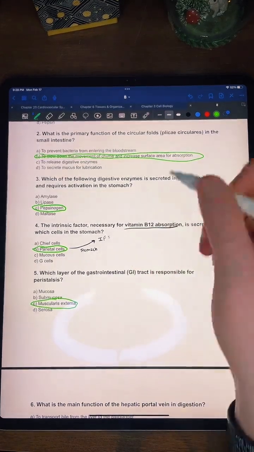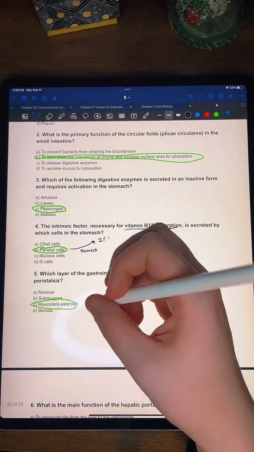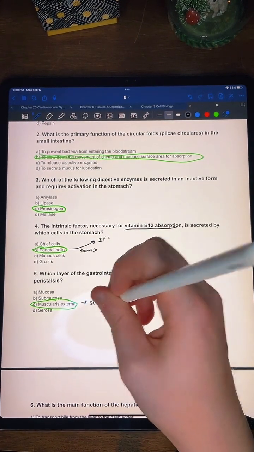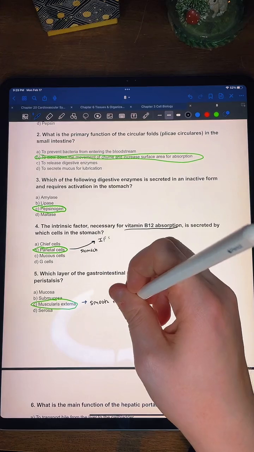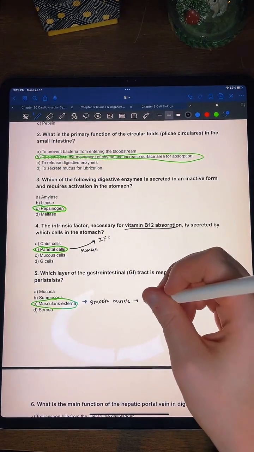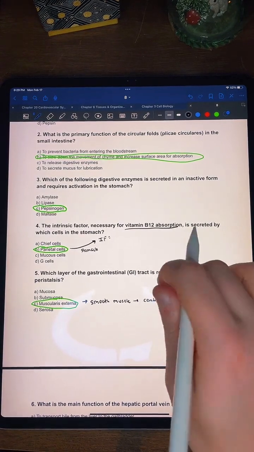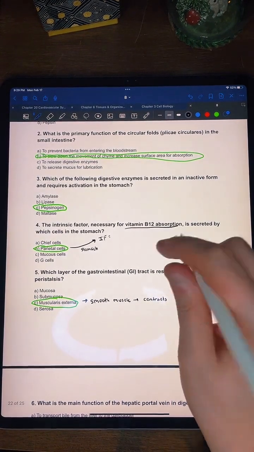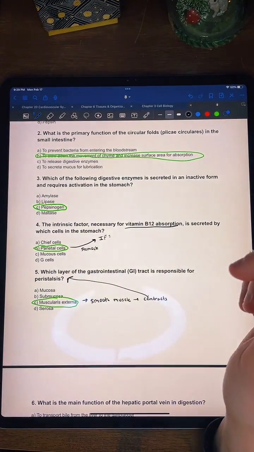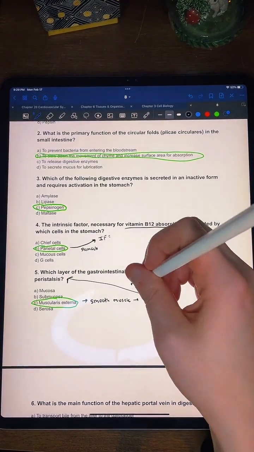But the muscularis externa is a layer that contains smooth muscle. And this is what contracts, which is basically peristalsis. So it moves food.